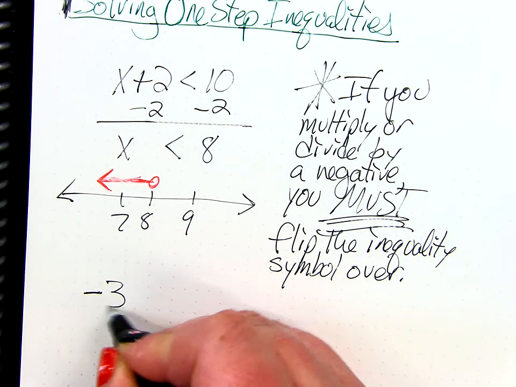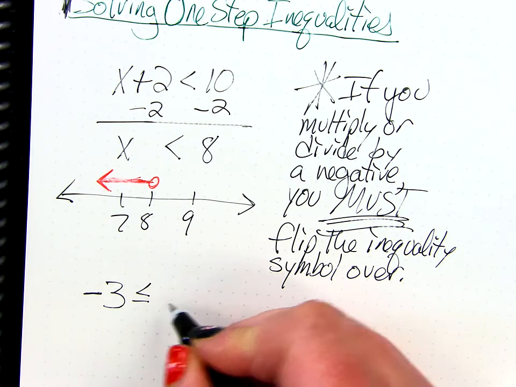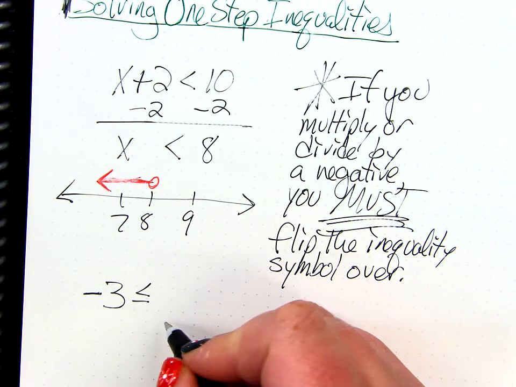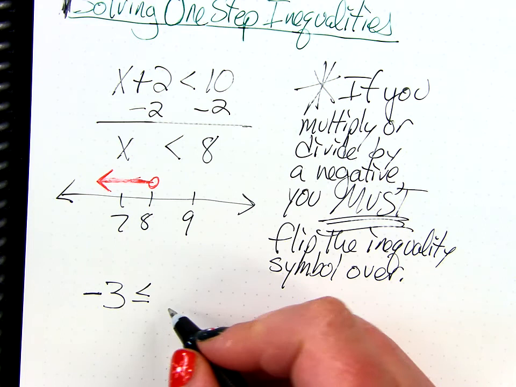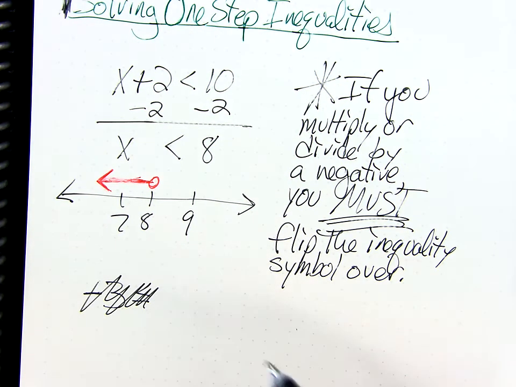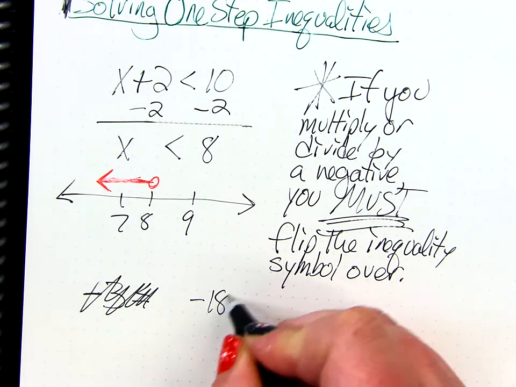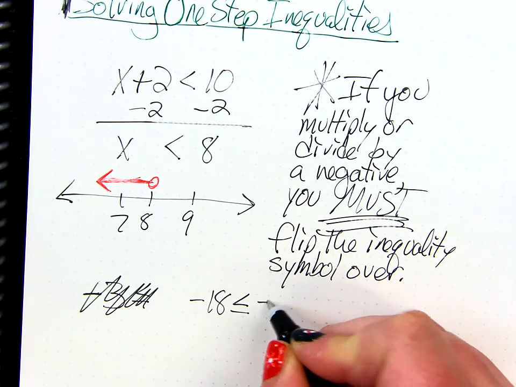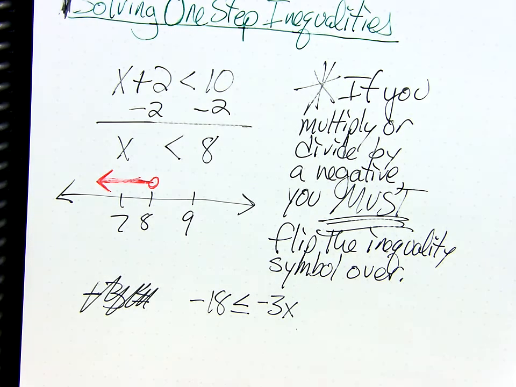Let's say I had negative 3 is less than or equal to, I kind of messed that up. Scratch that. Sorry. I meant to do negative 18 is less than or equal to negative 3x. So I'm going to start off how I normally start off, right? If that was an equal sign, how would you get the x by itself? I'd divide both sides by negative 3.